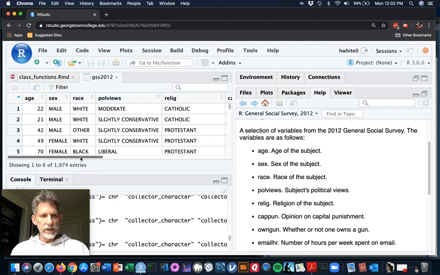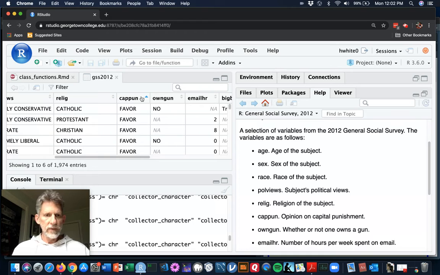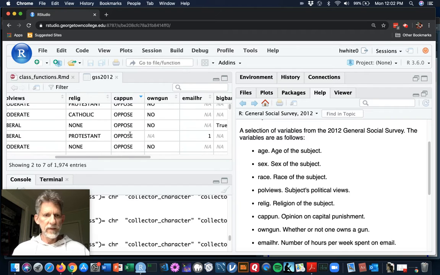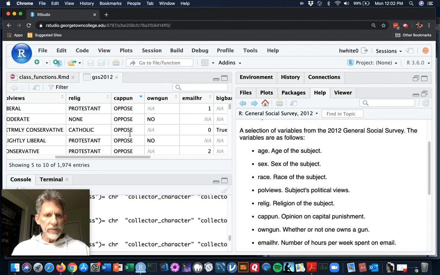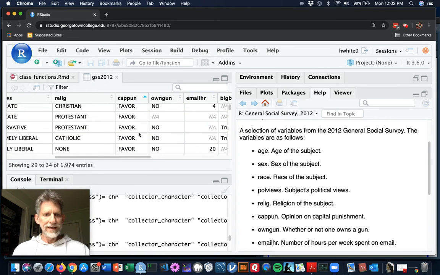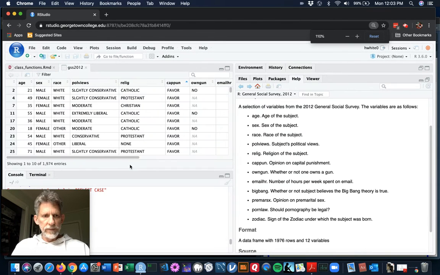If we look at the view and come on over, then we see kapun here. I'm sorry, I actually accidentally sorted everything. But people could say they opposed, people could say they favored, and people could also not answer or not be asked the question at all, in which case they had an NA for their response. Let's go ahead and make this small again and head back to the slides.